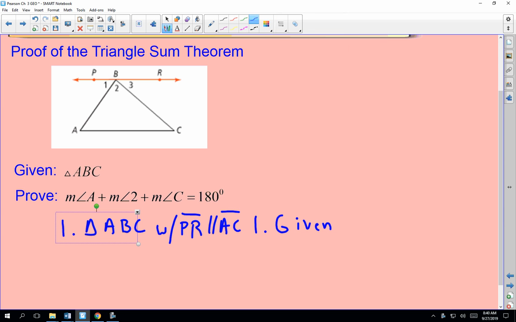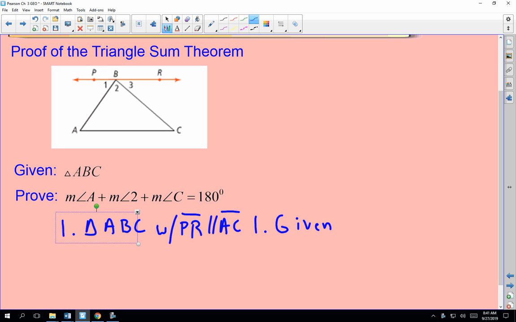Okay, so we start with our given here. We're going to prove that the sum of the three angles of the triangle add up to 180. We've got triangle ABC with PR parallel to AC up there. That's given. And then would you agree that angles 1, 2, and 3, they don't constitute a linear pair, they constitute a linear triple, I guess. But those three would add up to 180.